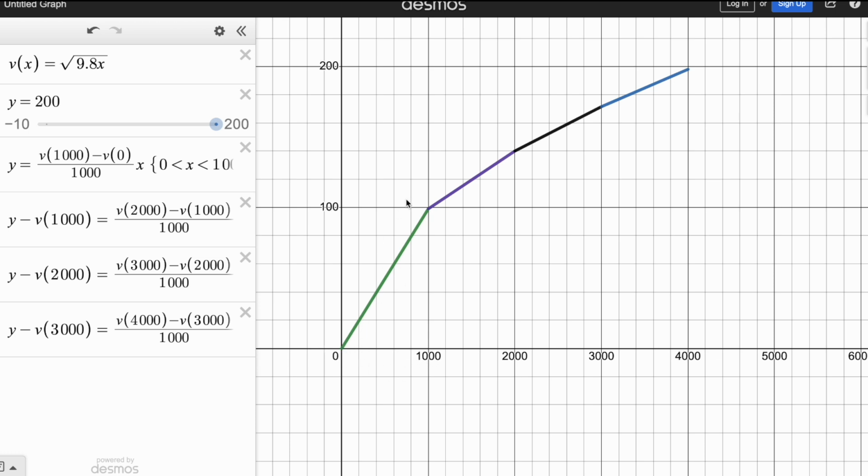Anyway, notice at the beginning my slope is higher. Okay, this slope is more steep. And then as I increase my x value, my slope gets lower. So this right here is even less steep, this right here is a little bit less steep, and this right here is a little bit less steep. So as I increase my x value, my slope gets less steep. And that's what I want you guys to get out of this.